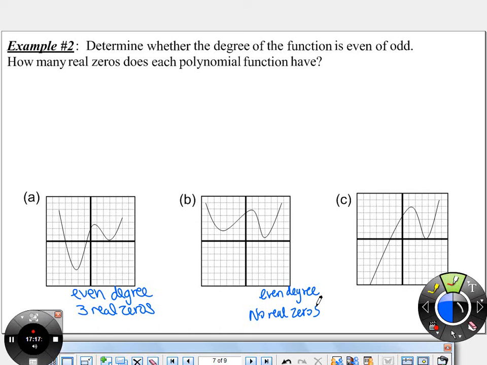No, because what happens with an odd function's end behaviors? They go different directions, so no matter how high you move it or flip it over or move it down, one of those ends is going to eventually reach that x-axis, right? So with odd ones, we would have to have at least one.